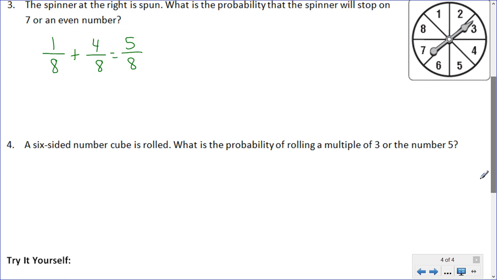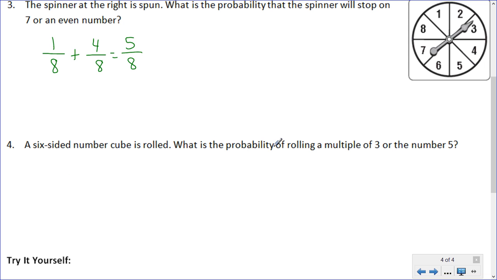Okay, number 4 says a 6-sided number cube is rolled. What is the probability of rolling a multiple of 3 or the number 5? Okay, so we have 6 sides, and we want to find the probability of rolling a multiple of 3 or the number 5. And since 5 is not a multiple of 3, these are mutually exclusive. They cannot both happen at the same time.